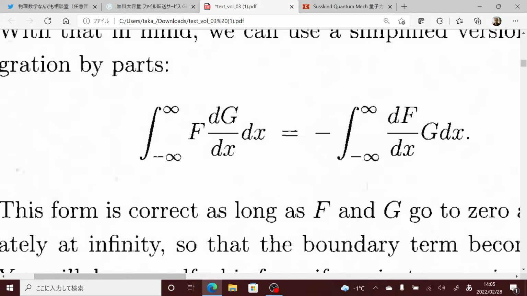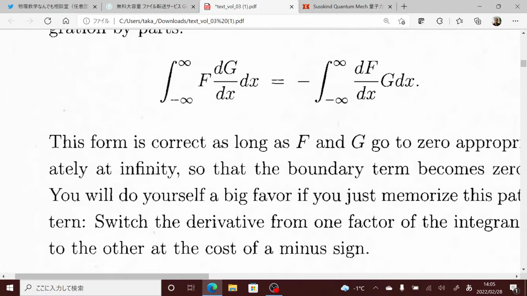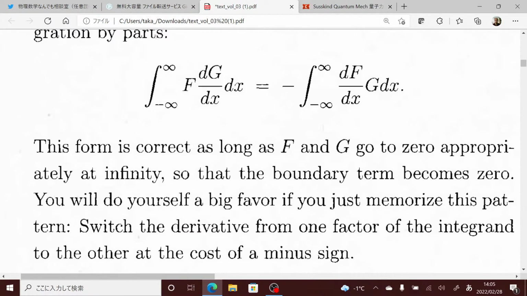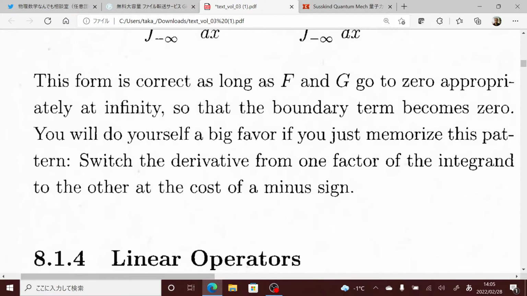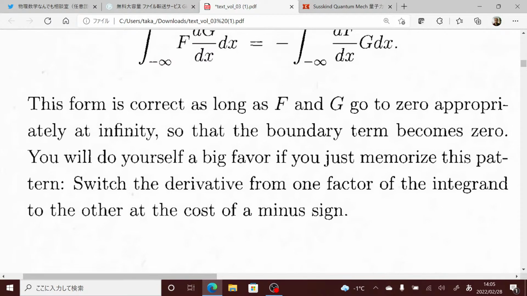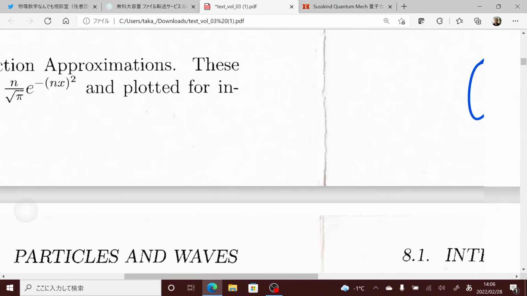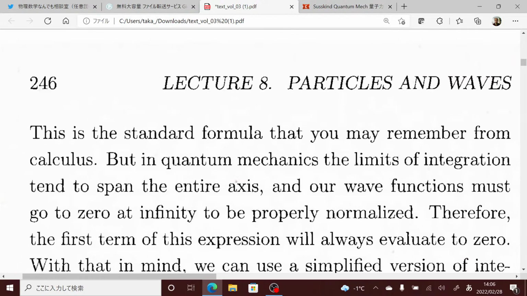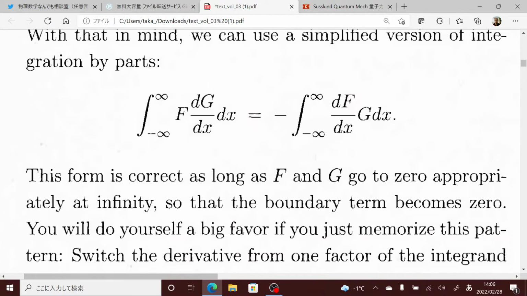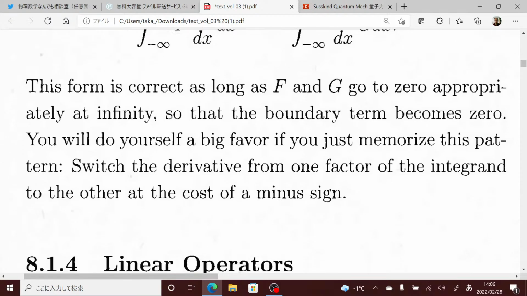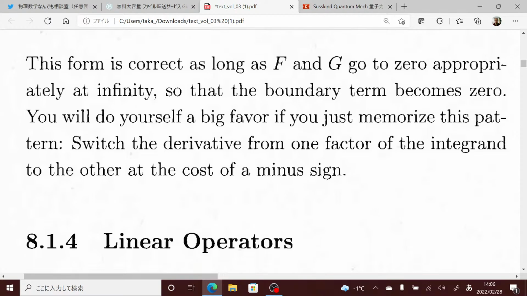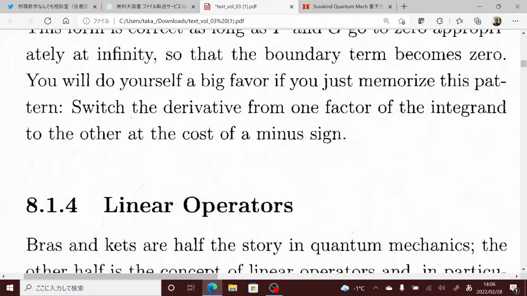integrated from minus infinity to plus infinity. This form is correct as long as f and g go to zero appropriately at infinity so that the boundary term becomes zero. The boundary term is the first term, the one I erased. You will do yourself a big favor if you just memorize this pattern: switch the derivative from one factor of the integrand to the other at the cost of a minus sign.